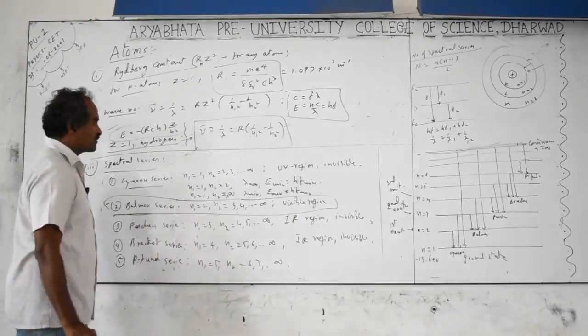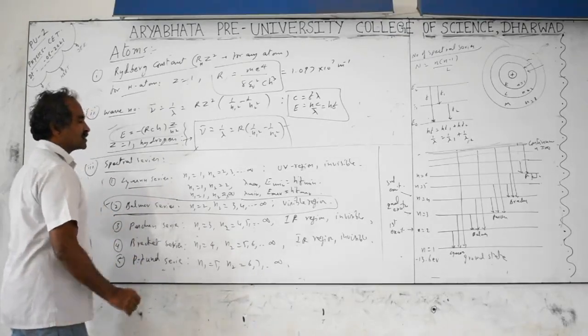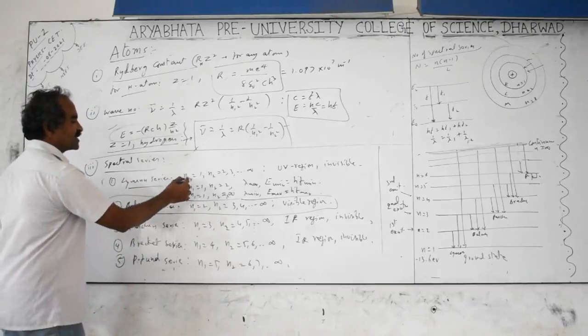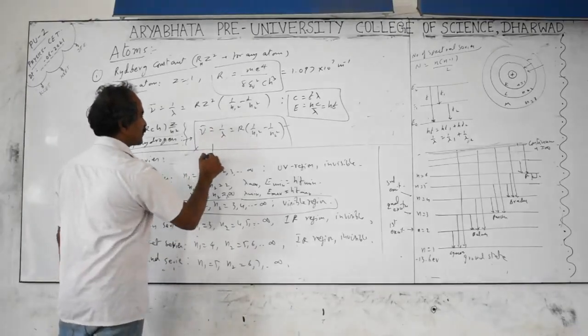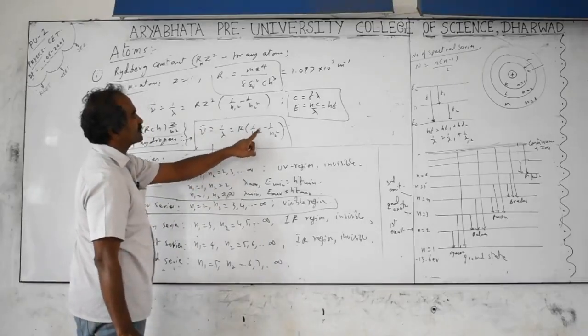Lyman series. Lyman is the name of a scientist, and all these series names are the names of scientists who are discussed. The Lyman series corresponds to the electron jumping from a higher energy level to the ground state. Ground state means n equal to 1. In this expression of wave number, we can find out the wavelength: 1 by lambda equal to R into (1 by n1 square minus 1 by n2 square).